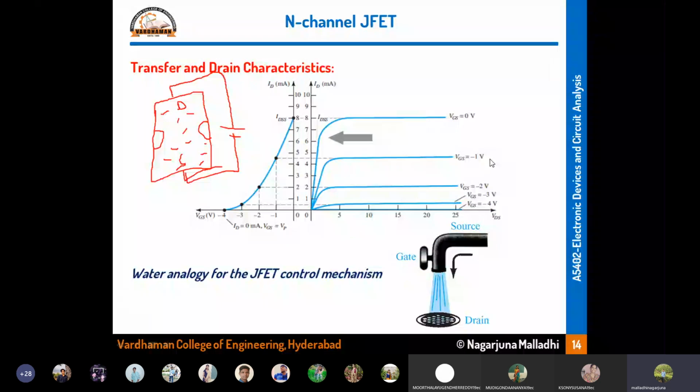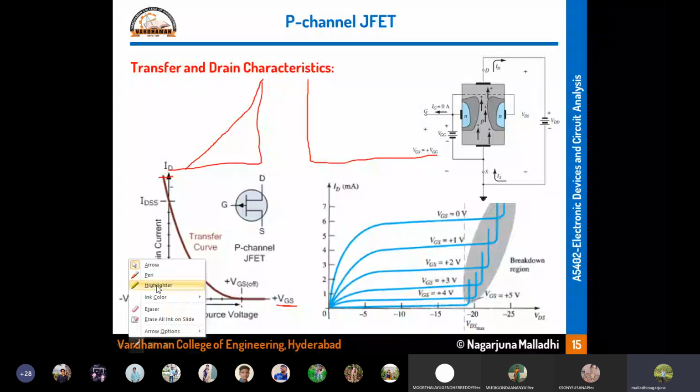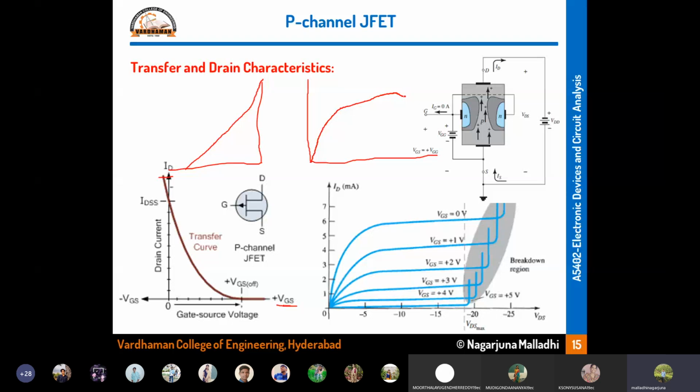Suppose now we are applying VGS equal to positive. If VGS is positive, this becomes a reverse bias. The depletion region widens and enters into the channel, so that the length of the channel becomes small. Therefore the current also becomes small. Okay, so this is the 1, this is the 2, and this is the 3, and so on. So like this, you see 0 volts, 1 volt, 2 volt, 3 volt, 4 volt.